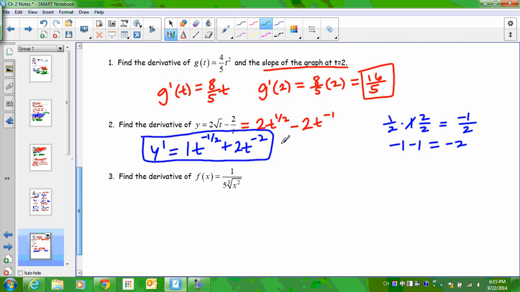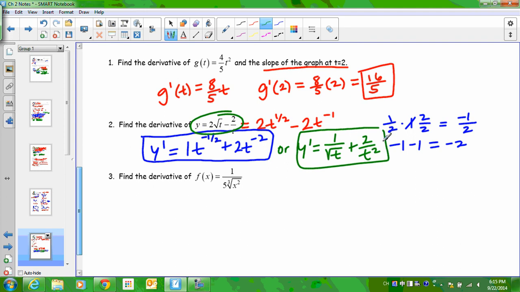Now, if this was multiple choice, probably what they would do is they would rewrite the answer in the format that it was given to you in. And so this would probably be 1 over square root of t plus 2 over t squared. You do not have to do this, but just know that this is how your multiple choice answers would look.